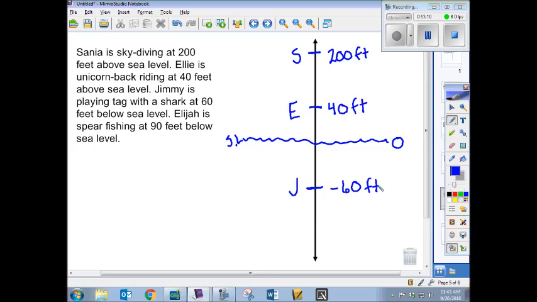All right, and then finally we have Elijah spearfishing at 90 feet below sea level. Where's that going to be on our number line? Cedric? Yeah, it's going to be below where Jimmy is, correct? Okay? Now, some people, I don't know if I walked around and saw, but make sure that you don't have Elijah right here. You got to make sure Elijah's down here, okay? Because he's at -90.